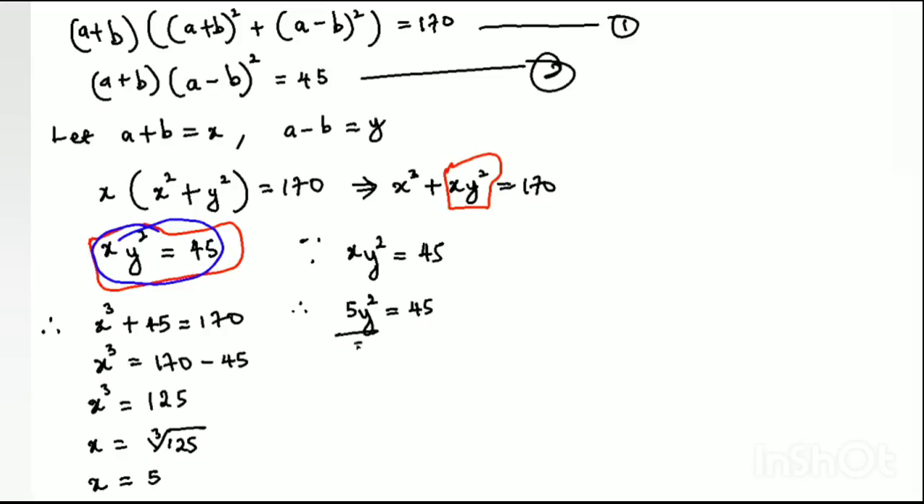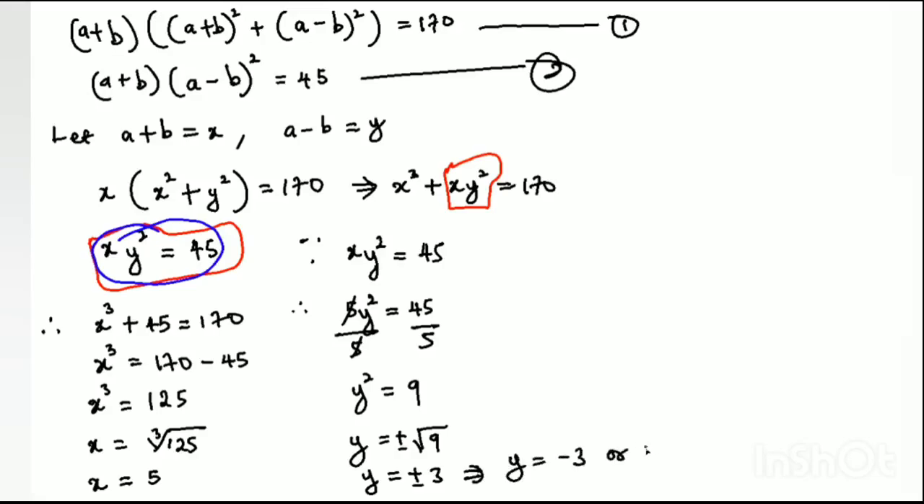So I'm going to divide both sides by 5, then y squared is equal to 9. So taking the square root of both sides, y is equal to the square root of 9, which is plus or minus 3, which implies that y is equal to minus 3 or 3.